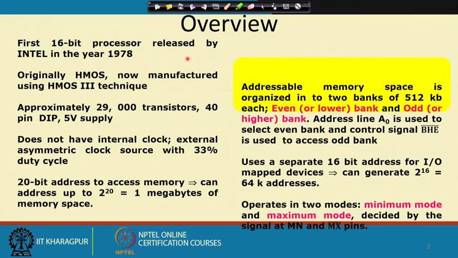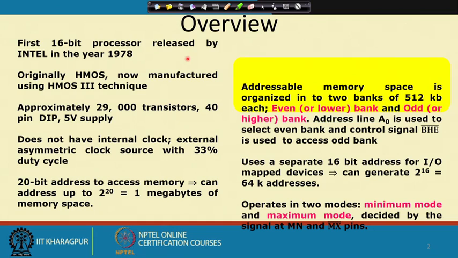Address line A0 is used to select the even bank, and control signal BHE bar is used to access the odd bank. We will see these control lines later. There is a separate 16-bit address for IO mapped devices, and naturally it can generate 2 power 16, that is 64 kilobyte of addresses.